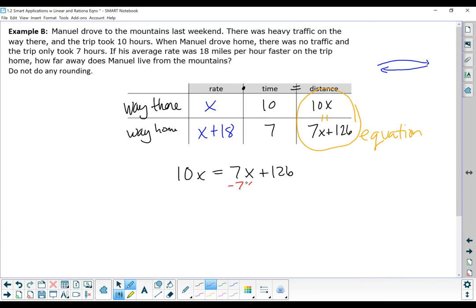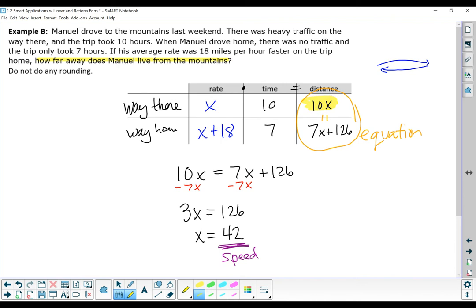To solve that, I'll subtract the 7x to get 3x is equal to 126. And when I divide by 3, I get x is equal to 42. Now, looking back at my table, this is a speed. This is his rate of travel, and that is not what my question asks me. My question asks me, how far away from the mountains does he live? Well, it's basically asking me for this distance, only in one direction, though.